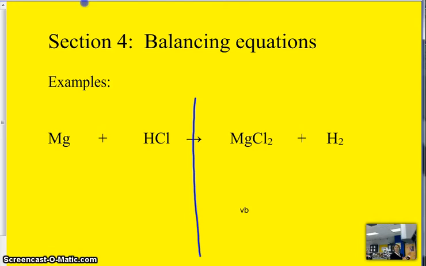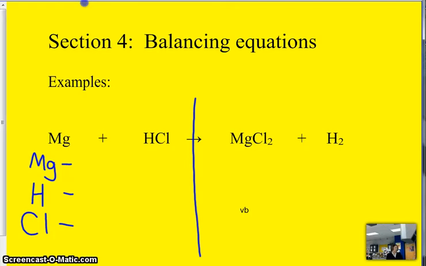Then go to the left of the arrow and list the elements. Remember, every capital letter is a new element. So we have magnesium, we have hydrogen, and this is a dash, not a negative, and we have Cl. That's Cl, not capital C, capital I.